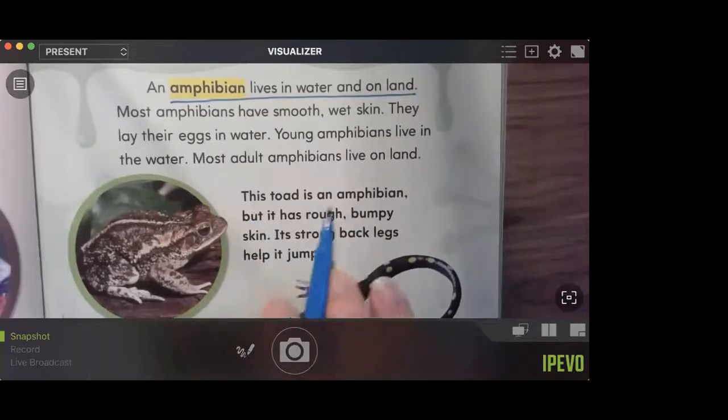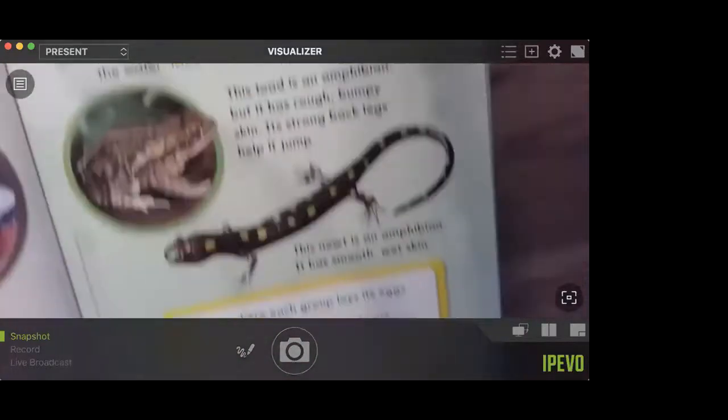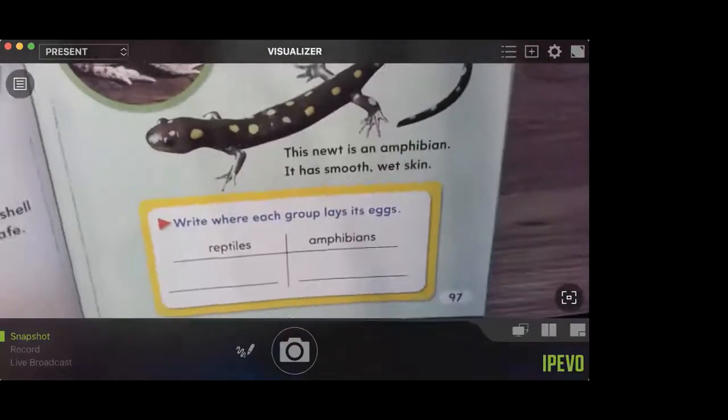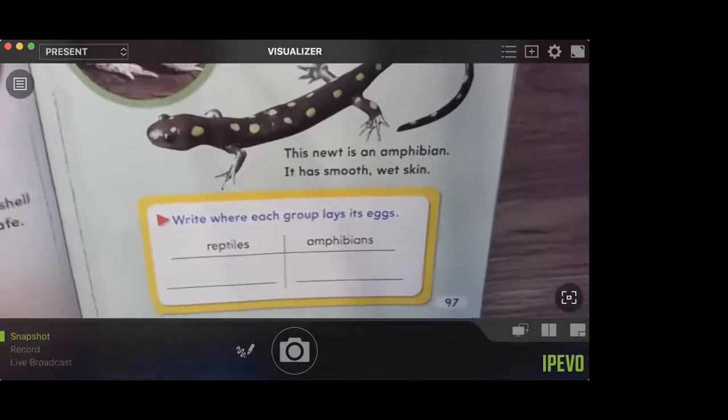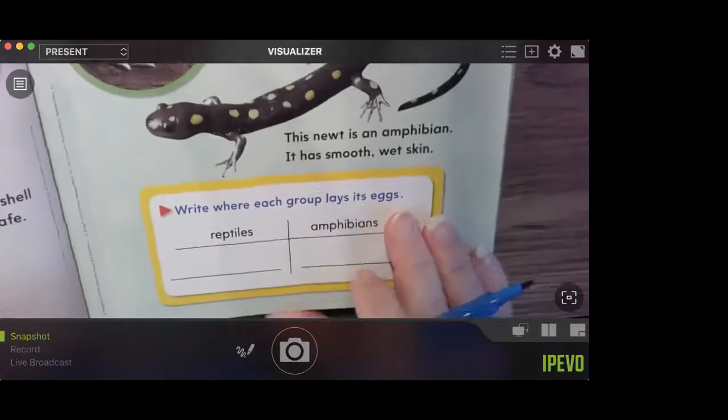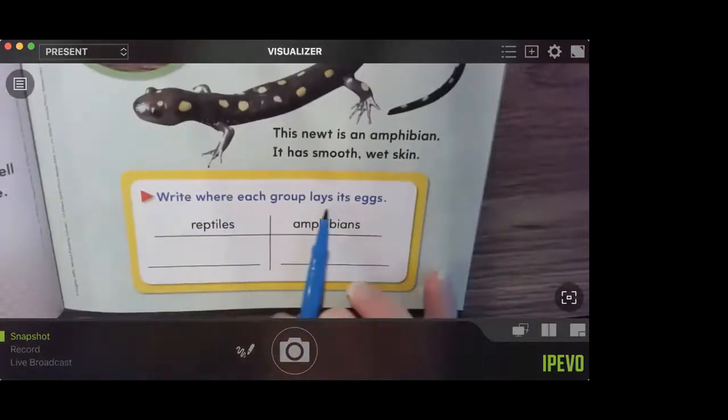All right, this toad is an amphibian, but it has rough, bumpy skin. Its strong back legs help it jump. And then we have a newt. This newt is an amphibian. It has smooth, wet skin. All right, so now write where each group lays its eggs.